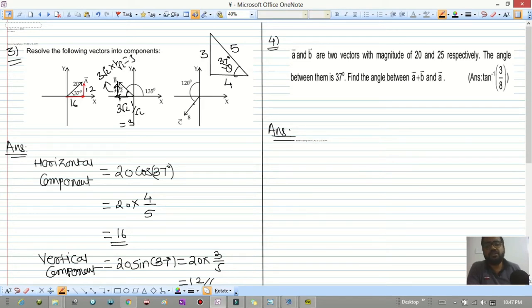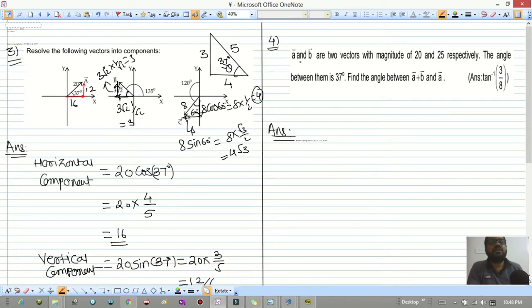Likewise, over here this angle is 60 degree, and this is 8. So we find the horizontal and the vertical component. The horizontal component is 8 sin 60 because it is opposite, so it is 8 into root 3 by 2, which is 4 root 3, and the vertical is 8 cos 60, 8 into 1 by 2, that is 4 units. So we have horizontal 4 root 3 and vertical 4 units.